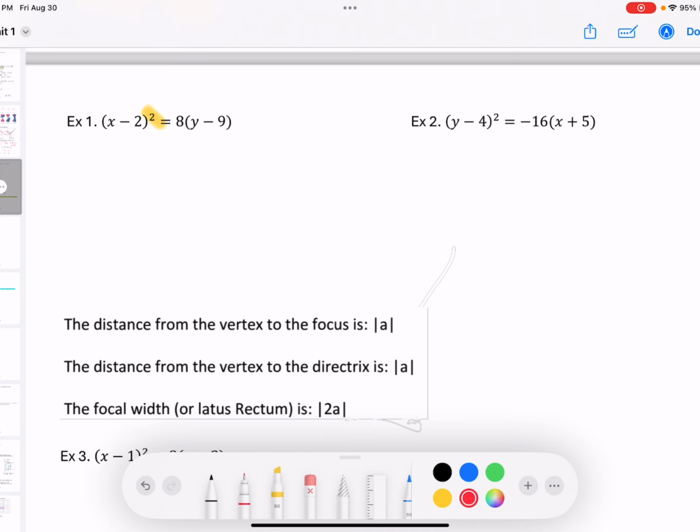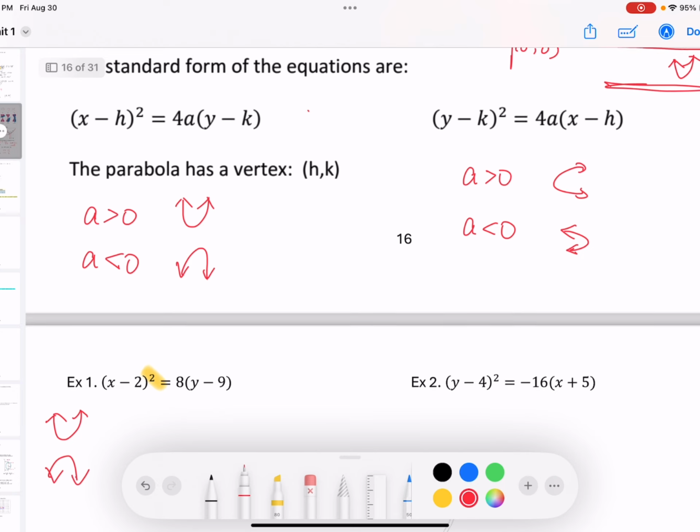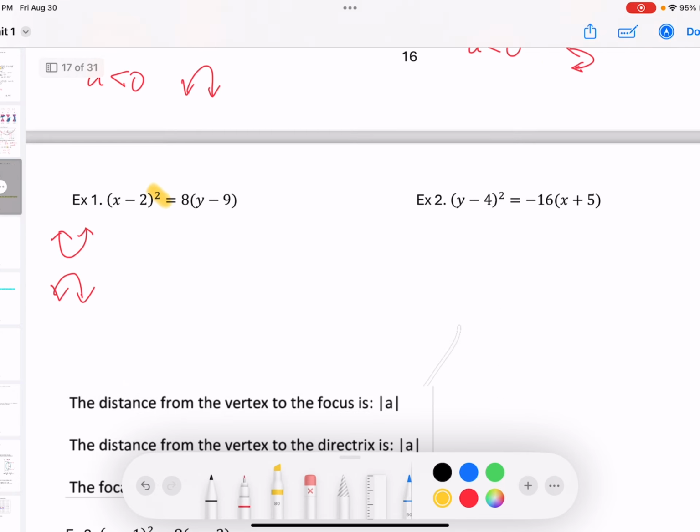If the x is squared, we have my graph open upward or downward. And open upward or downward all depends on the a. Let's see what is the a. From the formula, we have 4a here. So 4a is equal to 8. Oh, a is positive. Divided by 4 on both sides, it is 2, positive. Then I have my graph open upward. I don't have to graph it.